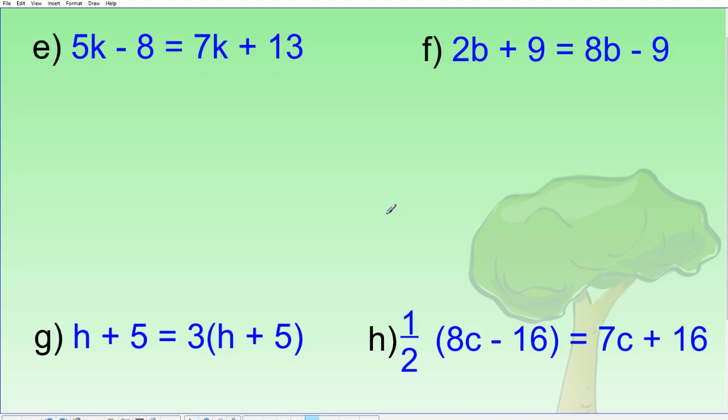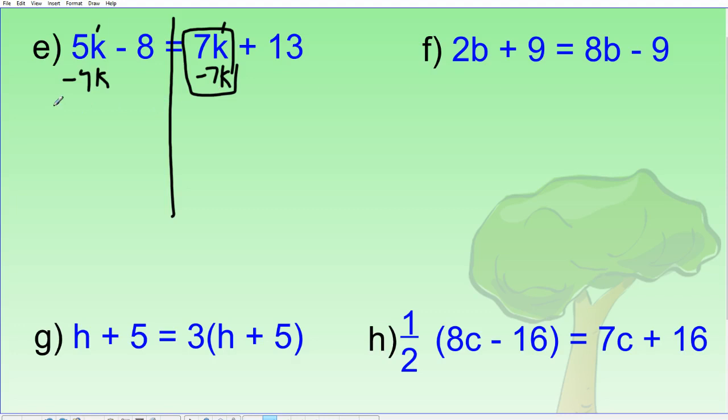Okay, letter E. So there are no parentheses on either side to distribute. I do not see any like terms to combine there. So I do see, though, I have variables on both sides. I've got k's and k's. So I'm going to get rid of the variable on the right. Since this 7k is positive, I'm going to subtract it away on both sides.